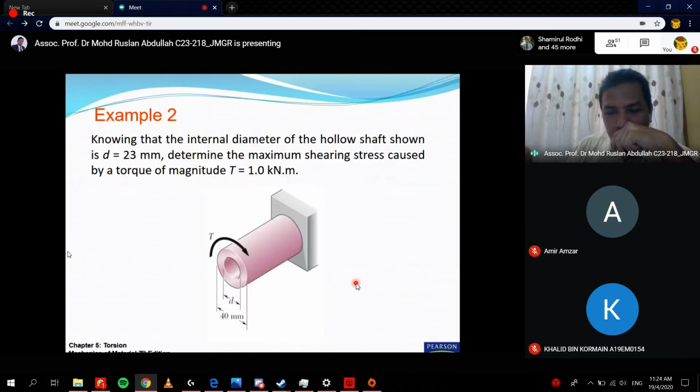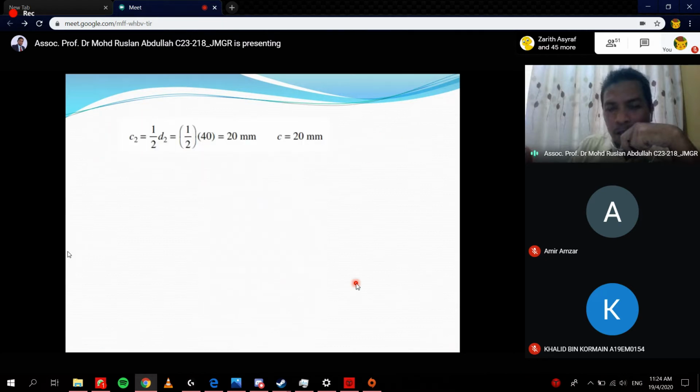And also for this one, this is for a hollow shaft. In this case, you want to determine the maximum shear stress caused by the torque equal to 1 kilonewton. But in this case, we cannot simplify the formula because we have two different radii or two different diameters. So we just follow the general formula. So this is the solution that we discussed before.